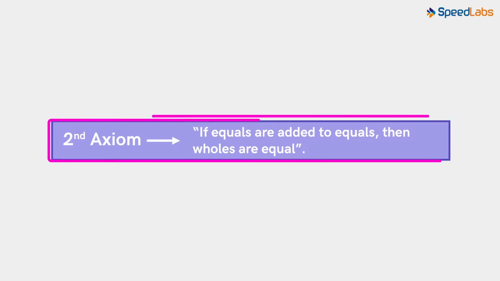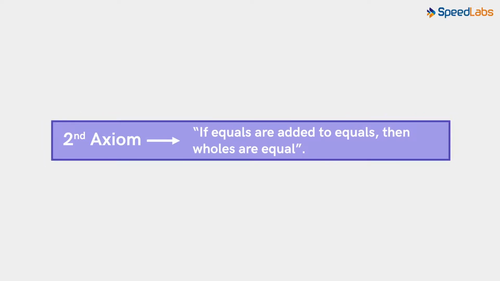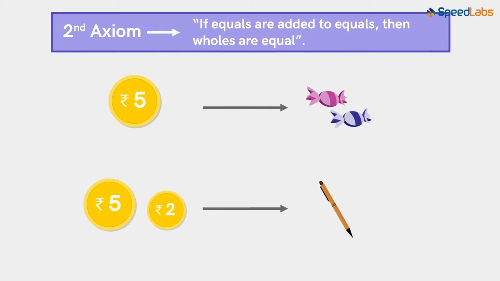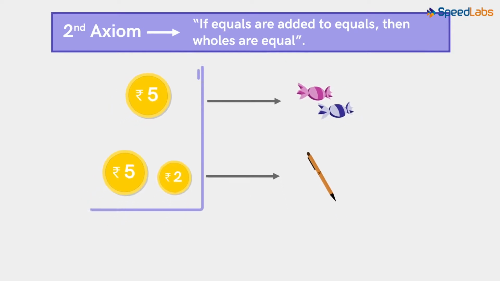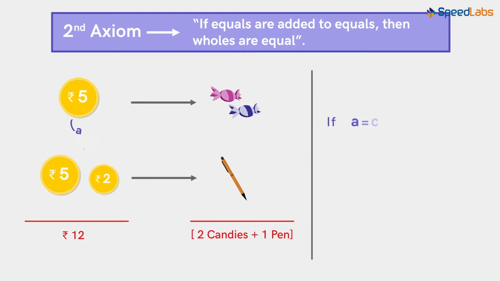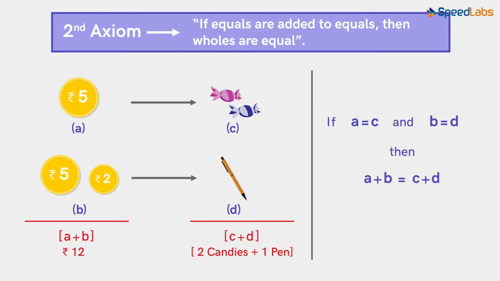The second axiom states that if equals are added to equals, then wholes are equal. To understand this axiom in a simpler way, imagine if for 5 rupees you get 2 candies and for 7 rupees you get 1 pen. So if you add them together, you will see that for a total of 12 rupees, you will get 2 candies and 1 pen. In the mathematical sense, let's say a quantity A is equal to C and quantity B is equal to D. Then A plus B will be equal to C plus D.